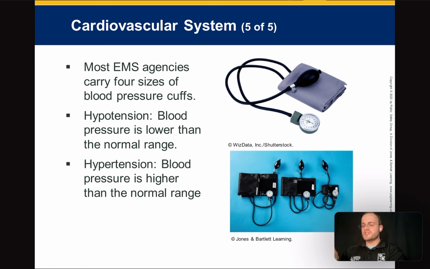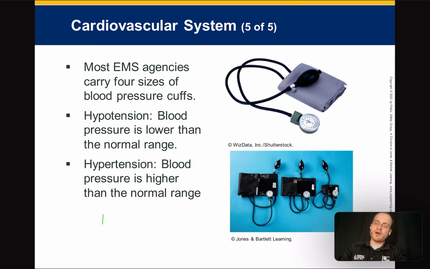So most EMS systems, and we'll show you this in the lab, carry 3 or 4 different blood pressure cuffs, like a neonate, child, adult, large adult, or obese. So that's typically how we do that. So the normal blood pressure is 120 over 80.